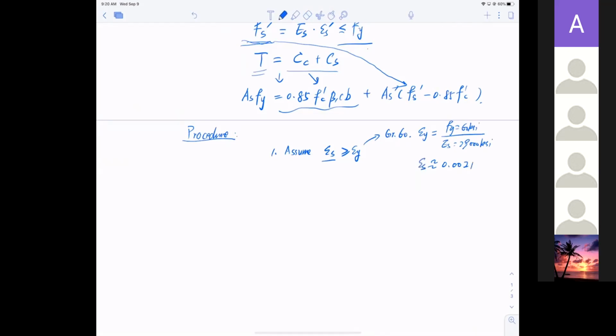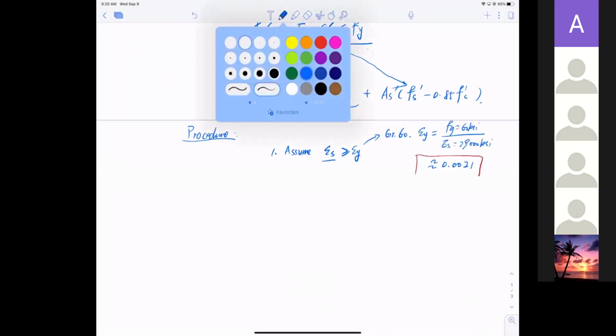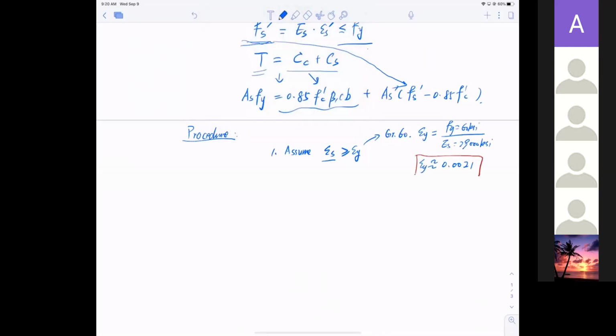So you have to remember this, okay? The yield strain of the bar, grade 60, is always about 0.00207. We always use that to compare, to make sure that my tension side reinforcement yielded. So now we start from that. We start from the first assumption that the tension side bar yields.